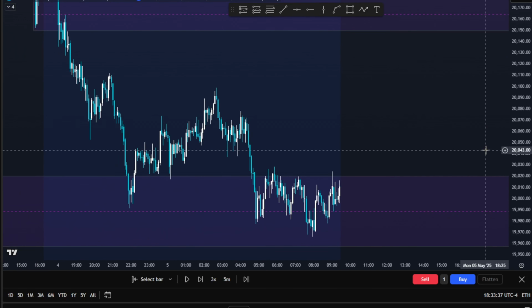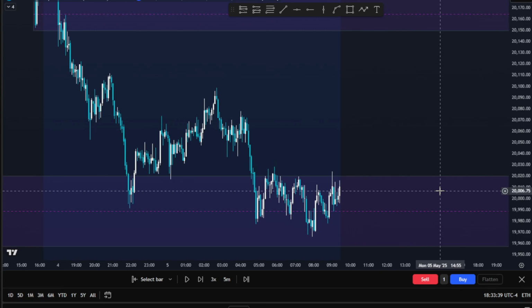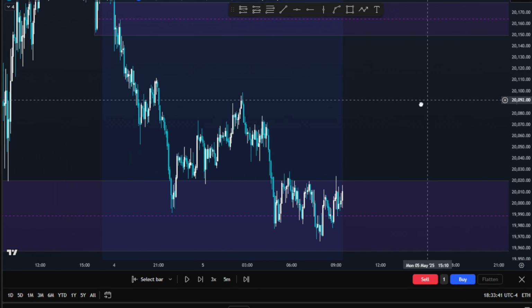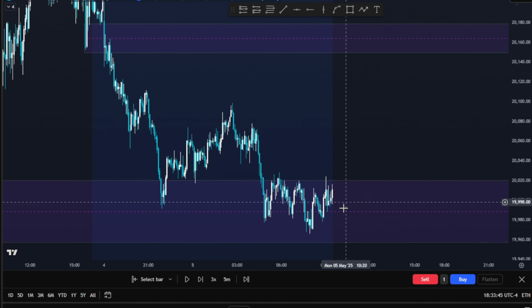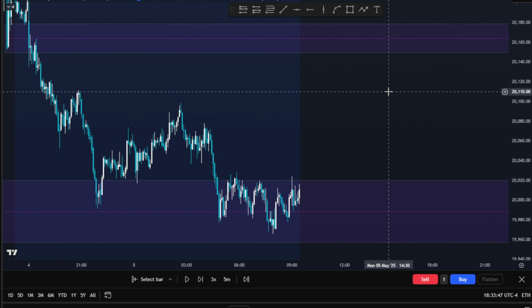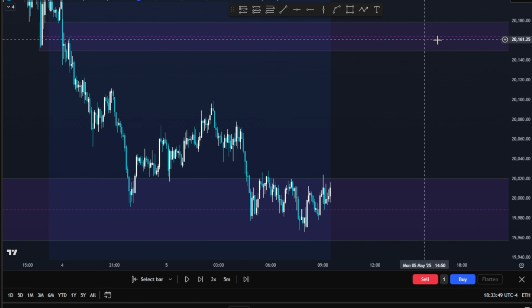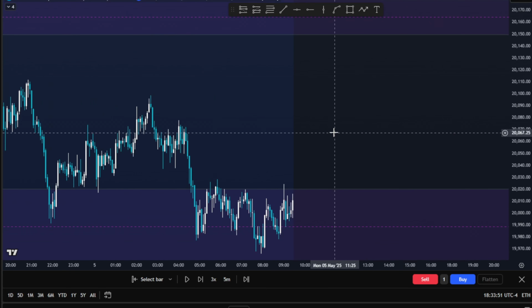Okay, now let's dive into our first example here. So here I highlighted in the purple box. This is the 1 hour fair value gaps that I'm looking at. I'm currently looking at the 5 minutes, but this is the higher time frame bias I have.